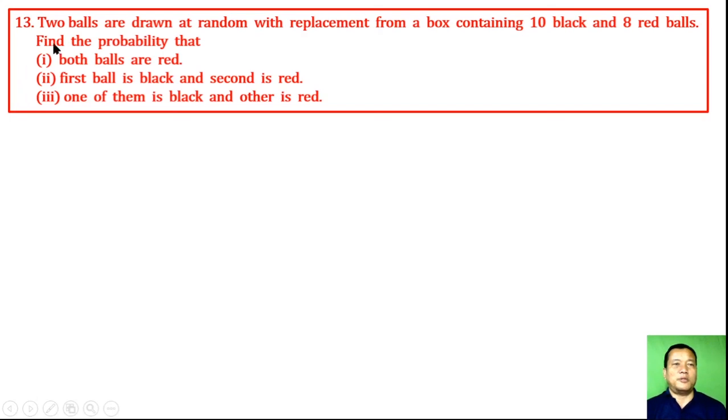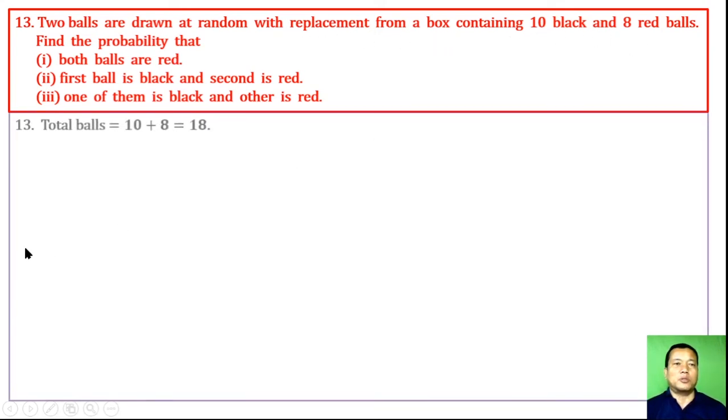Question number 13. Two balls are drawn at random with replacement from a box containing 10 black and 8 red balls. Find the probability that both balls are red. First ball is black and second is red. One of them is black and the other is red.